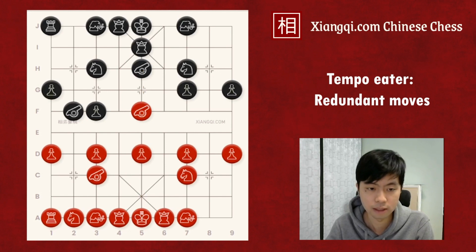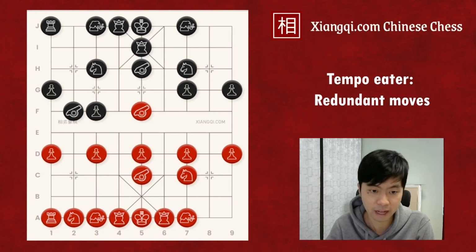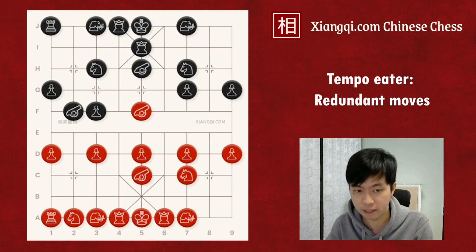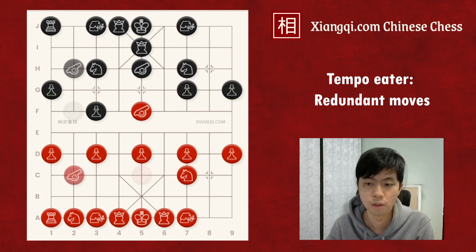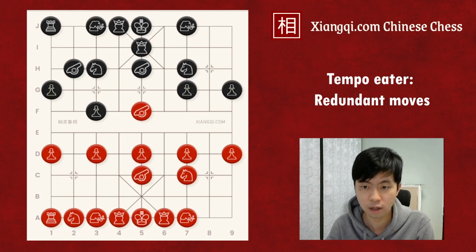If red decides to move the c3 cannon to c5 to protect the f5 cannon, it loses a tempo here because this c5 cannon spent 2 moves to move to a position that could be reached in 1 move from c2. To avoid losing tempo in this position, red should move the cannon directly from c2 to c5 at the beginning, instead of making these redundant moves.